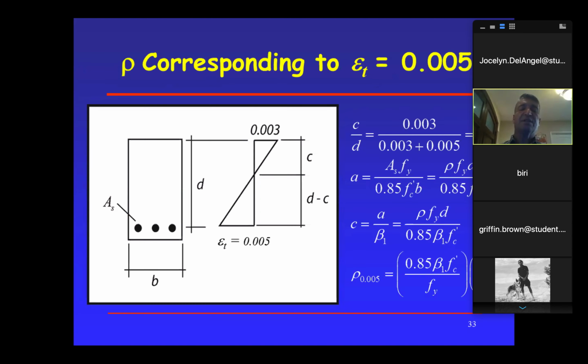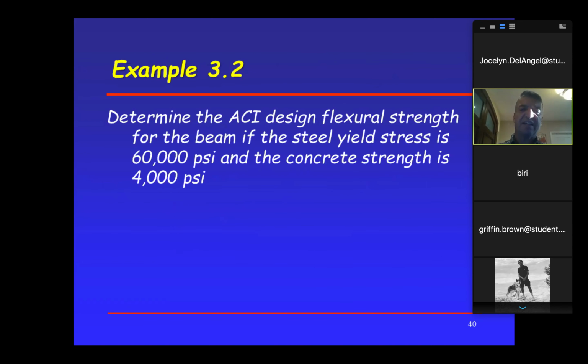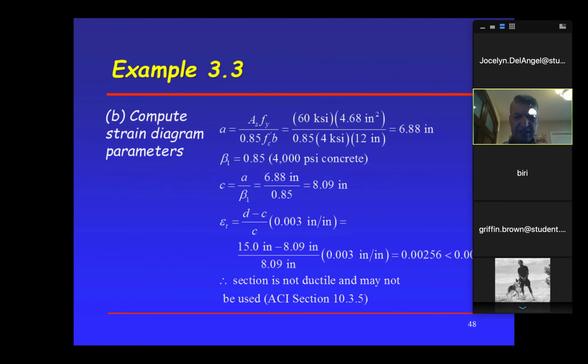That's why these examples are good. It makes this graph sink in. All right, so 0.00256 is less than 0.004 from the graph. Therefore, the section is not ductile and may not be used per ACI.